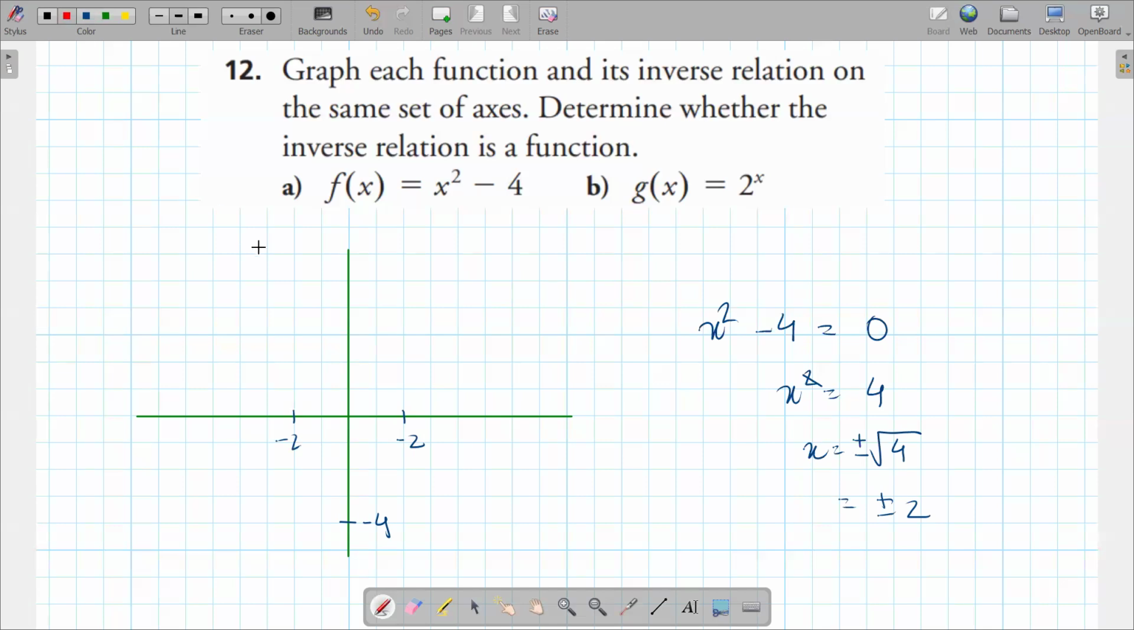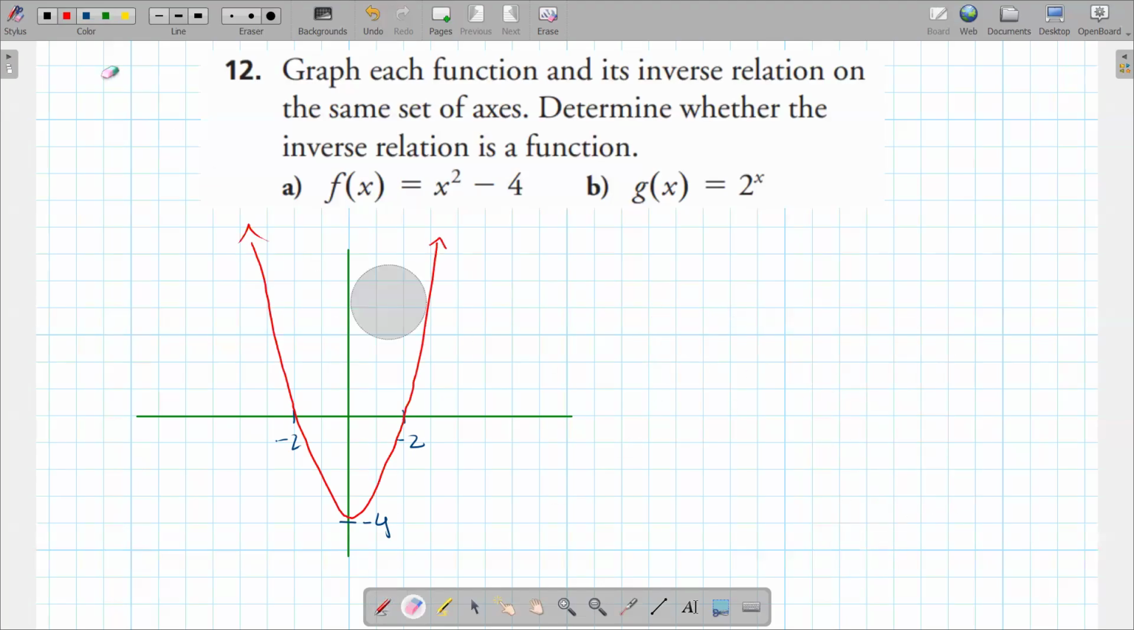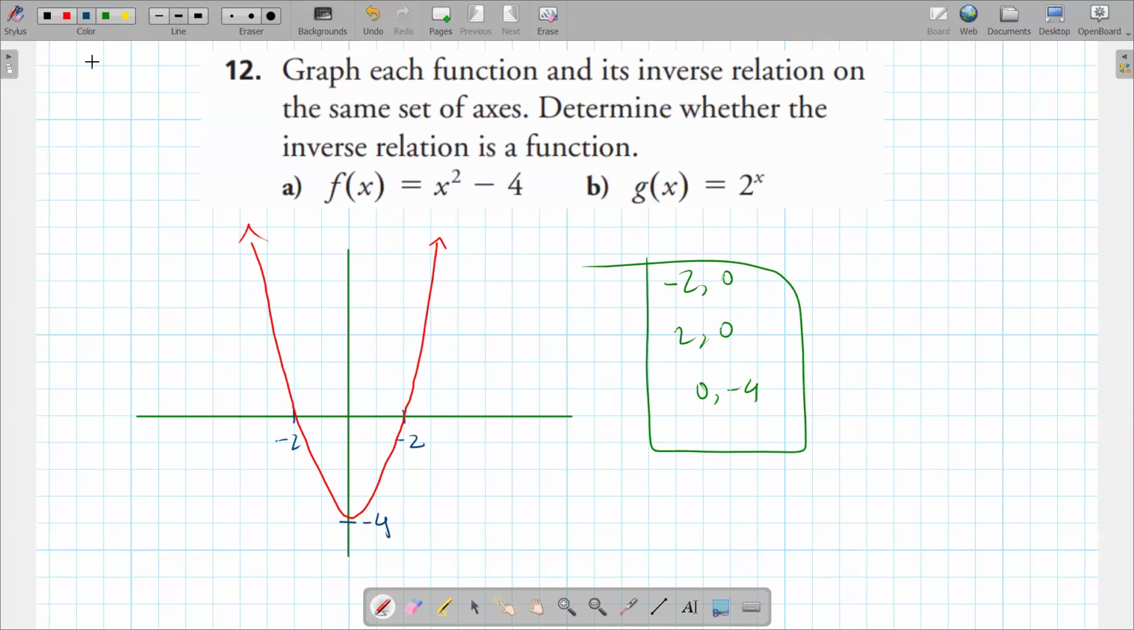So a rough sketch would look something like this. Now this is f of x. Note the points that we used for f of x. We used -2, 0, 2, 0, and 0, -4. This is for the parent function. What are some of the points on the inverse function?